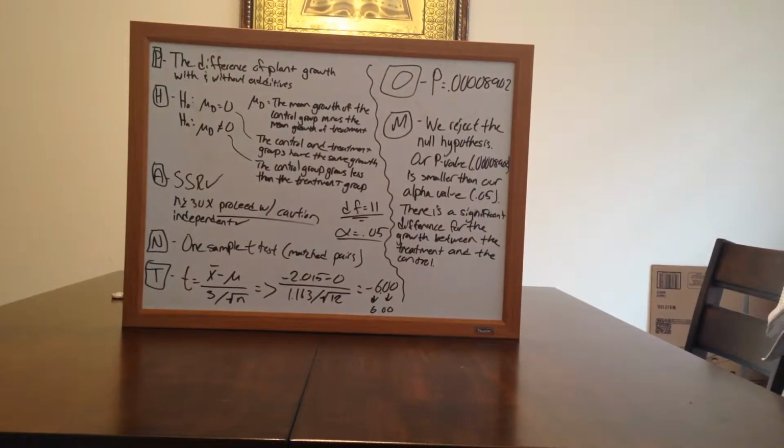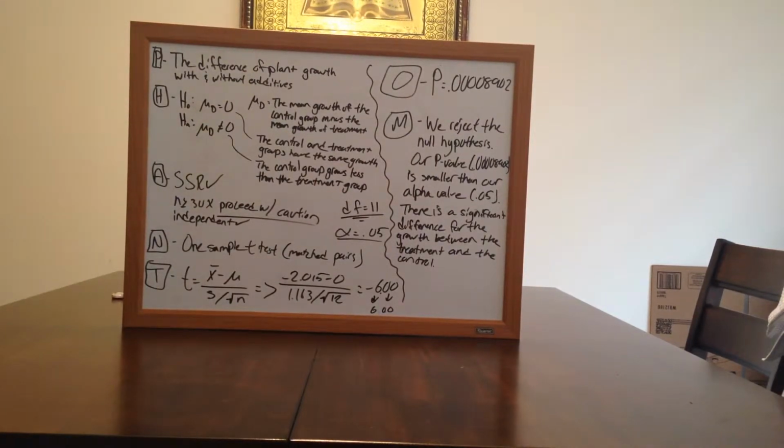Graphical displays indicate that the assumption of normality is not unreasonable. Determine if there is a significant difference in growth between the tomatoes with additives and the tomatoes without. So, I set up my PHANTOMS, P standing for parameter, H for hypothesis, A for assumptions, N for naming the test, T for the test, O for observations, and M is for making a decision, making a statement. So, in this particular case, the P would be the difference of plant growth with and without additives.